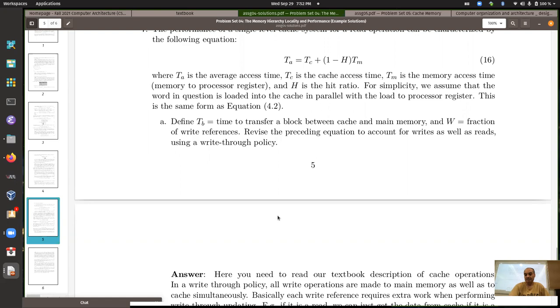And that's fair enough, because often you do more reads than writes in typical data processing. But there will be a fair amount of writes, and all of those are going to require that you essentially use the slower access time. So that can greatly degrade your performance.